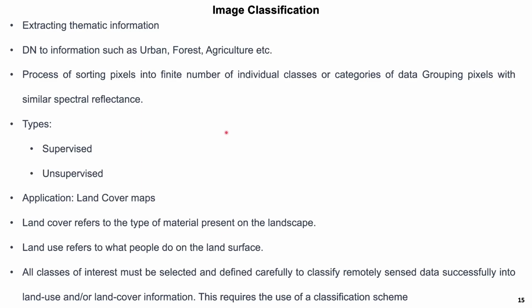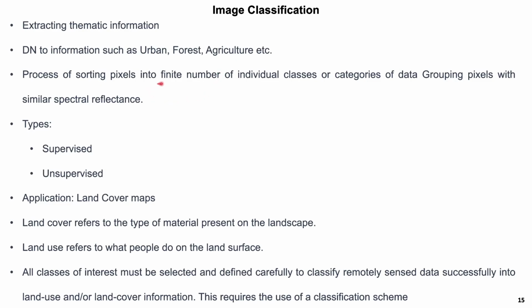Ultimately, what we are going to do is classify the image into different sets of classes, and we will produce a land use land cover map. This is one of the applications, and for that we need to do some analysis, that is the image classification. Here we will extract the thematic information, and we will assign classes to each of the DN values. So urban, forest, water body, these are all different classes.